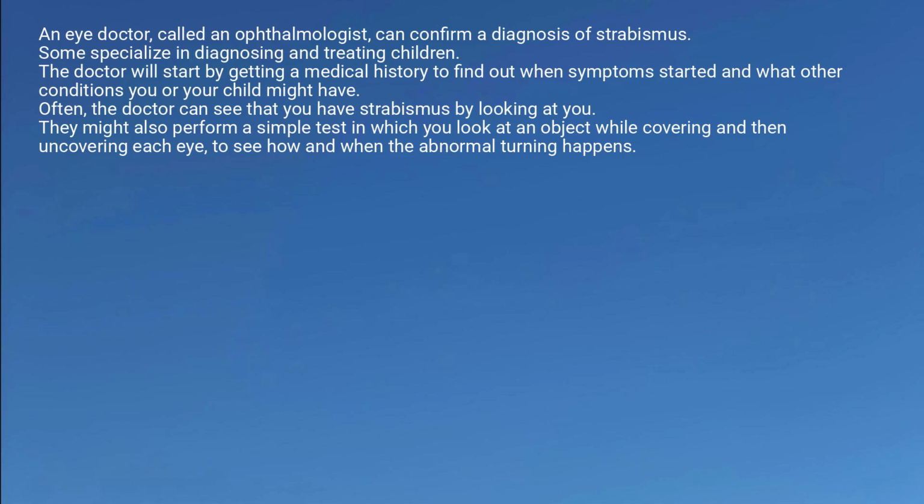Often, the doctor can see that you have strabismus by looking at you. They might also perform a simple test in which you look at an object while covering and then uncovering each eye, to see how and when the abnormal turning happens.